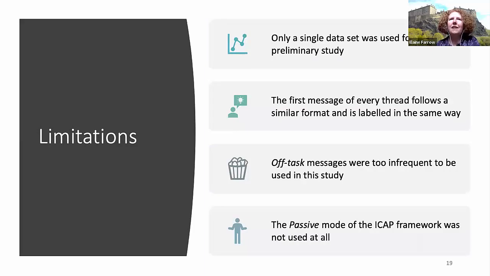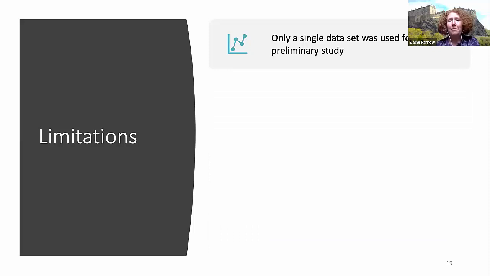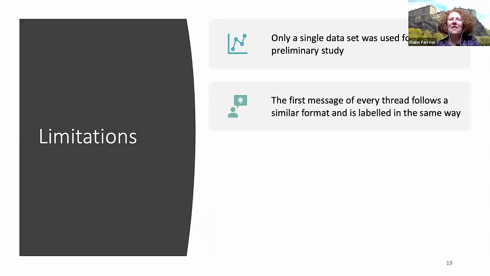So moving on to the limitations of our study, only a single data set was used for this preliminary study. That's why it's a short paper. And the first message of every thread in our data set follows a similar format and is labeled in the same way. This isn't something we would expect to find in some other data set. So the results to do with the first message indicator need to be treated with caution.